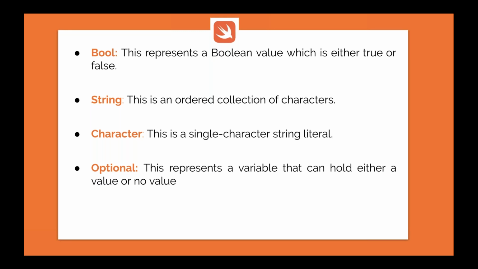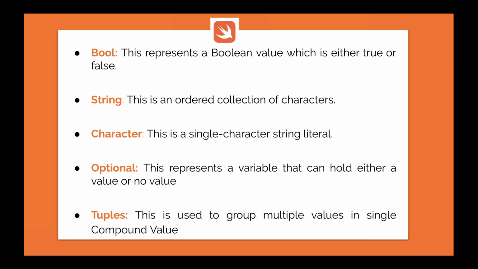Then optional. So this is not actually a data type. Optional in the sense that it represents a variable that can hold either a value or a nil value. If I'm creating a variable and I specify it is an optional type, then that optional type can maintain two values. Either it can maintain the nil value, or it can maintain the actual data. That is called an optional.